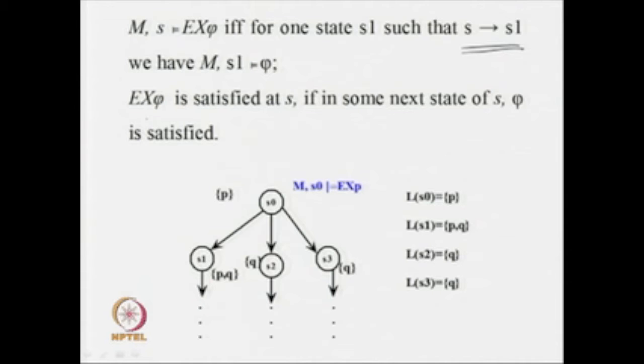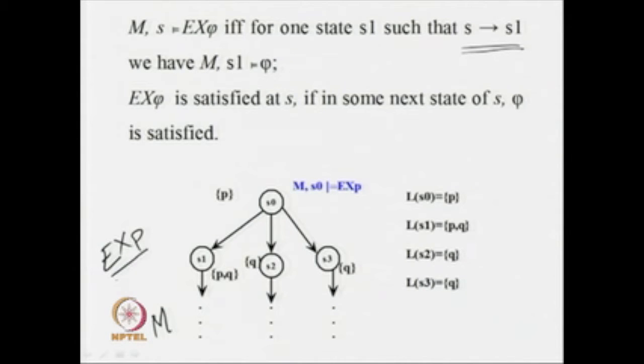So, that is why we say that EX phi is satisfied at S if in some next state of S phi is satisfied. Similarly, we are going to look into this particular model M. We have the same labeling function L(S0), L(S1), L(S2) and L(S3), and only 2 atomic propositions, P and Q. So, here from S0 we have a transition to S1 where Q holds, again S2, again S3, on all the places Q holds, but P holds in S1.